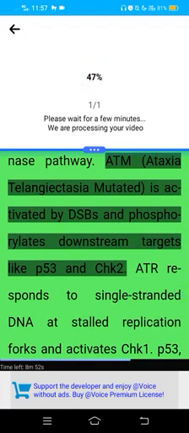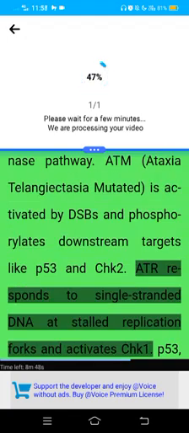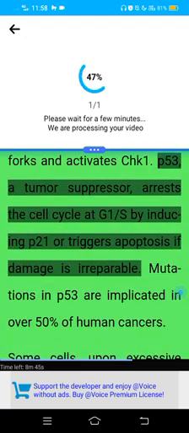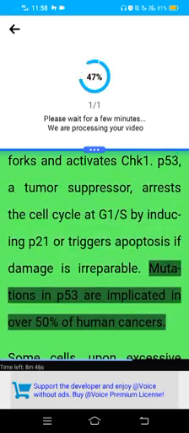ATM (ataxia-telangiectasia mutated) is activated by DSBs and phosphorylates downstream targets like P53 and CHK2. ATR responds to single-stranded DNA at stalled replication forks and activates CHK1. P53, a tumor suppressor, arrests the cell cycle at G1/S by inducing P21 or triggers apoptosis if damage is irreparable. Mutations in P53 are implicated in over 50% of human cancers.